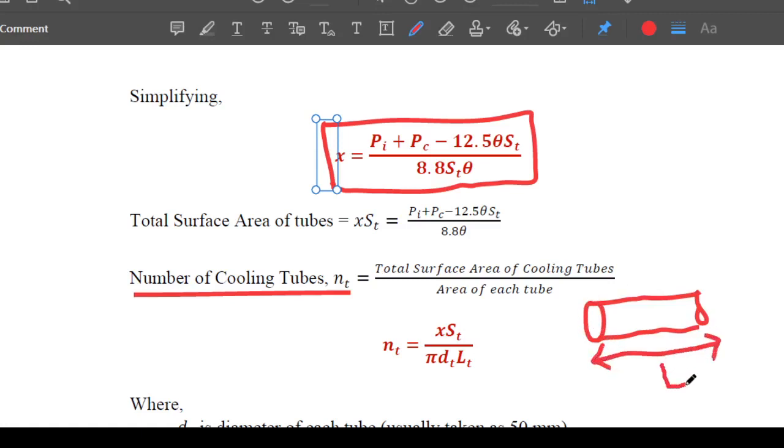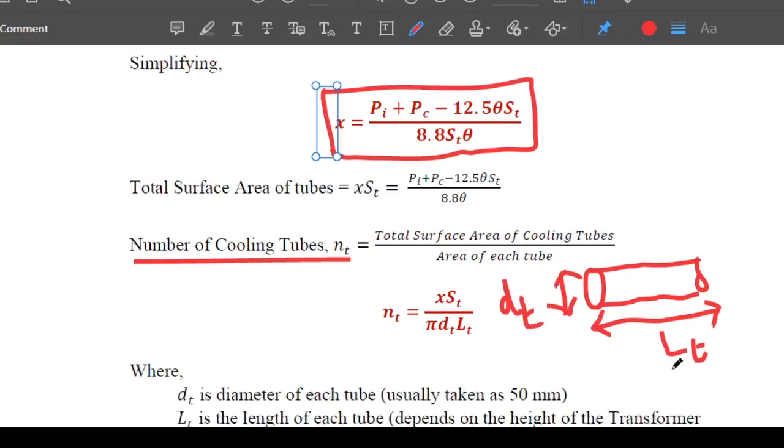Length of the tube is LT and the diameter of the tube is DT. So it is more or less like a cylinder, no? So what will be its area? It is pi into DT into LT. So that is the area of each tube, okay.